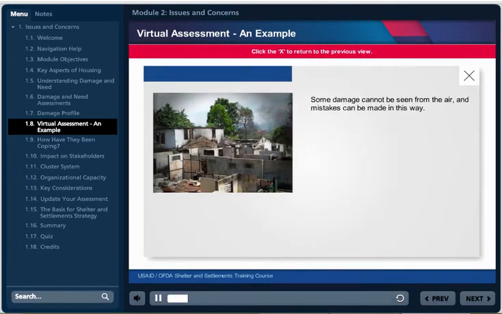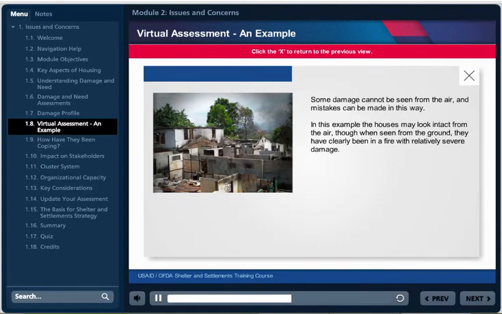Some damage cannot be seen from the air, and mistakes can be made in this way. In this example, the houses may look intact from the air, though when seen from the ground, they have clearly been in a fire with relatively severe damage.